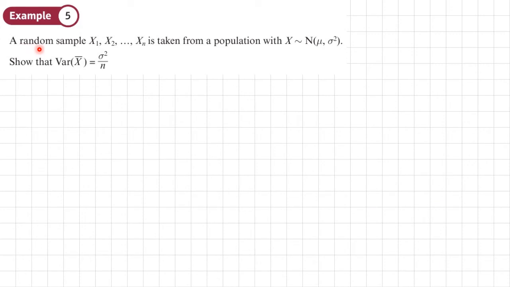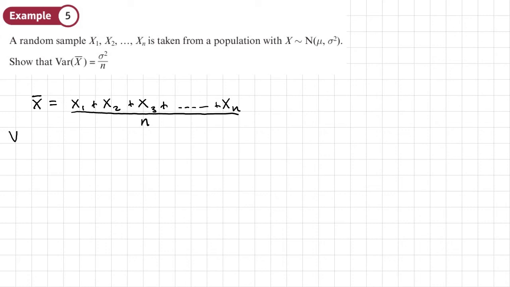Example 5. A random sample, x1 to xn, is taken from a population where x is normally distributed with a mean of mu and a variance of sigma squared. Show that var of x bar equals sigma squared over n. Now, in some ways, this is similar to the previous proof. So we start by saying, well, how do we find x bar? Well, that's going to be by adding all of our random variables together and dividing by n.